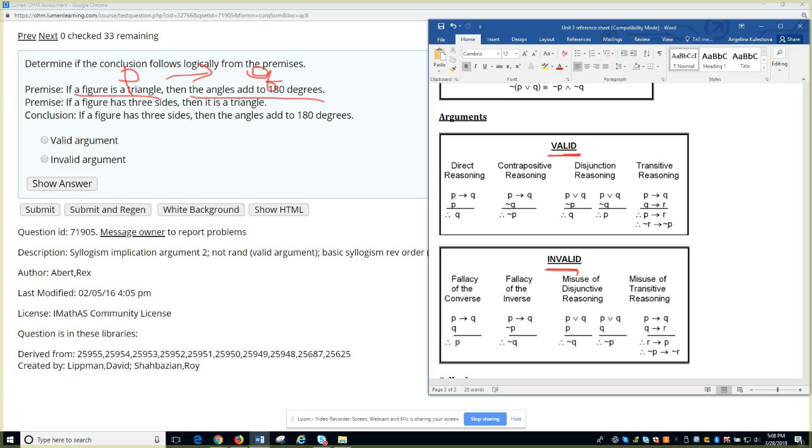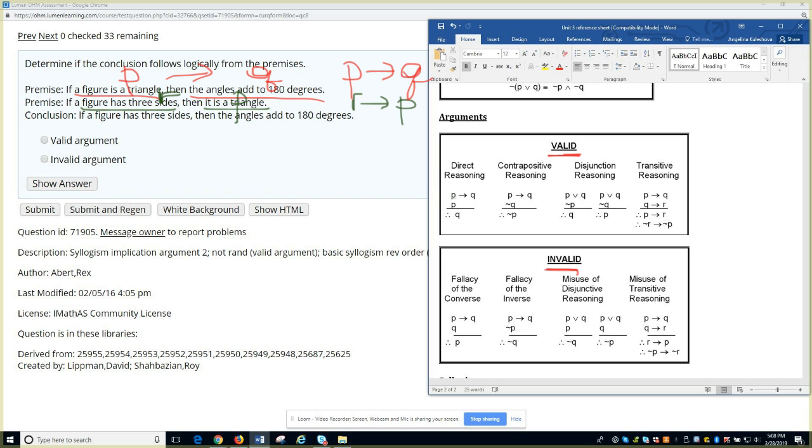The next premise, the statement is if a figure has three sides, so that's a new statement. So we have to label it with a new label. I'm going to use R. It is a triangle. So that's the same as the figure is a triangle, so that's P. And once again, the if-then is a connected word. So far, we've got, this is my second premise. This is my first premise.